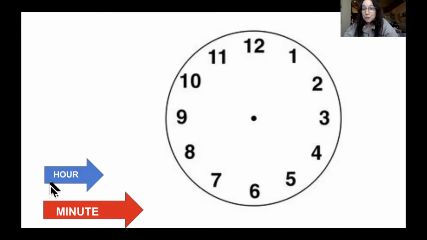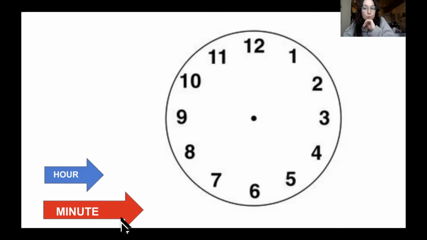So we have to remember, hour is the shorter word. So the hour hand is always the shorter hand. Minute is the longer word. Do you see how minute has more letters? It's a longer word. So the minute hand is always the longer hand. The hour hand is always the shorter hand. The minute hand is always the longer hand.